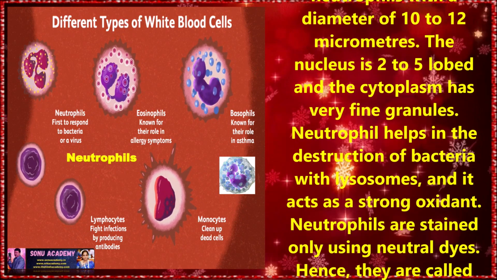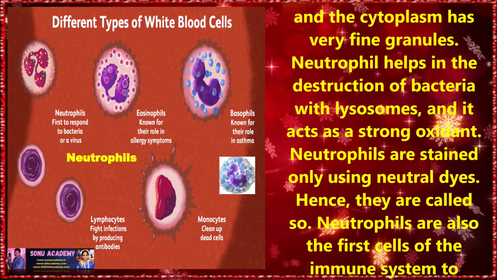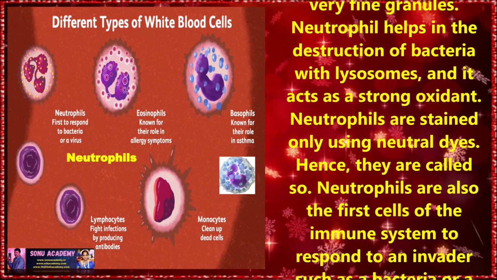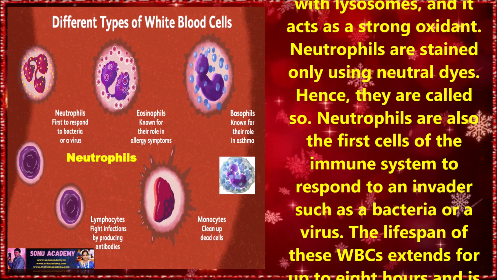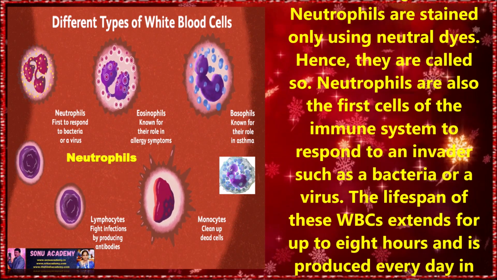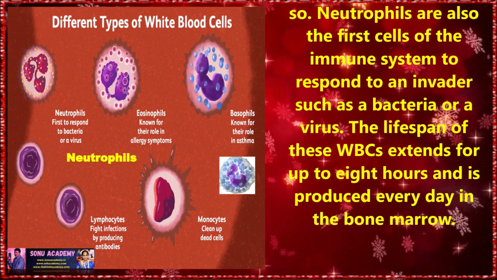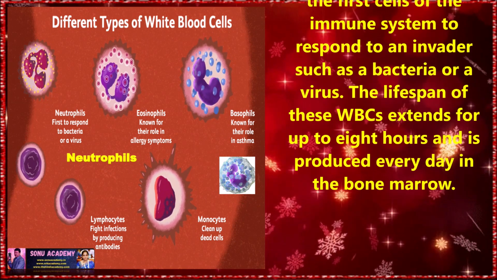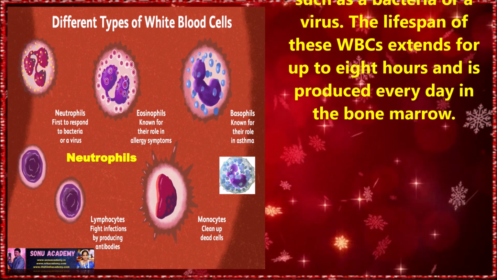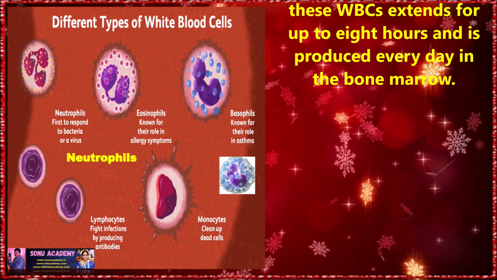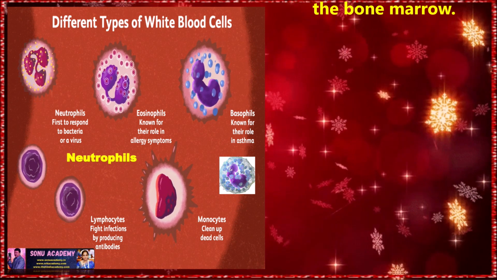Neutrophils help in the destruction of bacteria with lysosomes and act as a strong oxidant. Neutrophils are stained only using neutral dyes, hence they are called so. Neutrophils are also the first cells of the immune system to respond to an invader such as bacteria or virus. The lifespan of this WBC extends up to 8 hours and it is produced every day in the bone marrow.